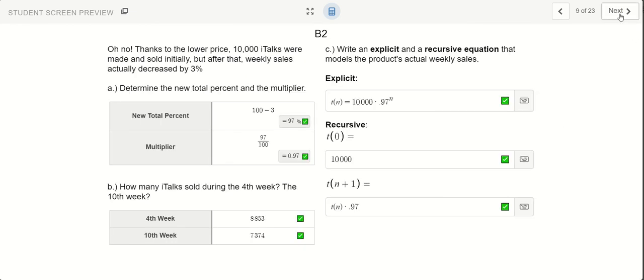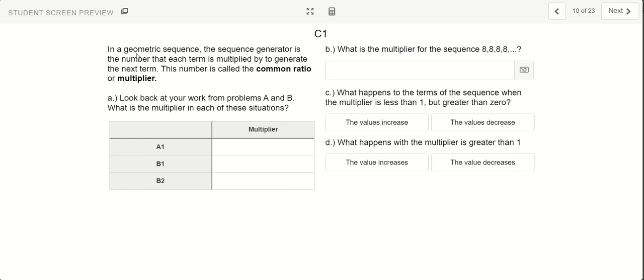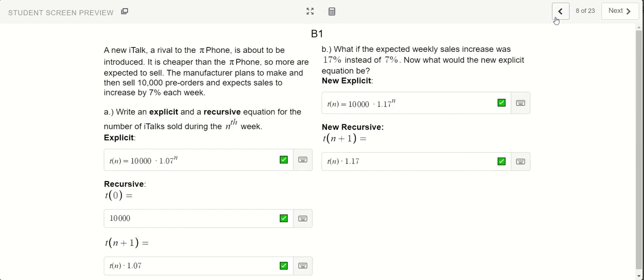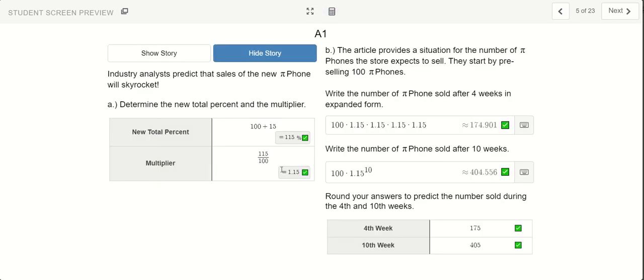All right, moving on to section C. In a geometric sequence, the sequence generator, or the term that we're multiplying by, is called the common ratio or the multiplier. So what's the multiplier from these other problems? If I look back in section A, notice that I was multiplying by 1.15. That's called my multiplier.